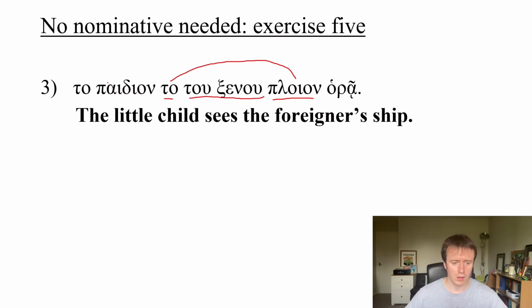So literally, this was the little child sees the ship, doing that part first, the ship of the foreigner, or of the stranger. And then we can make that sound nicer by saying the foreigner's ship. So the little child sees the foreigner's ship, or the little child sees the stranger's ship.